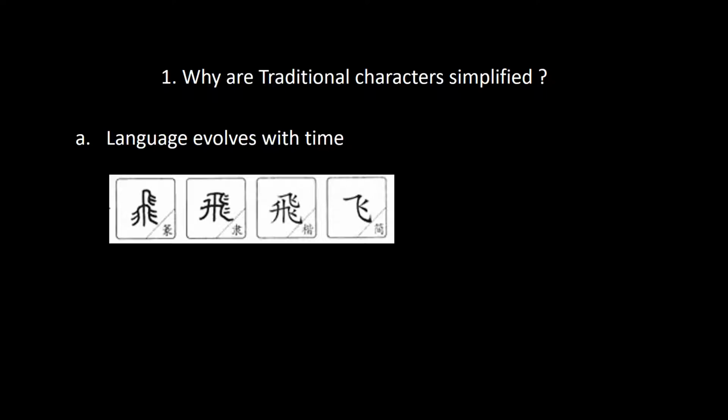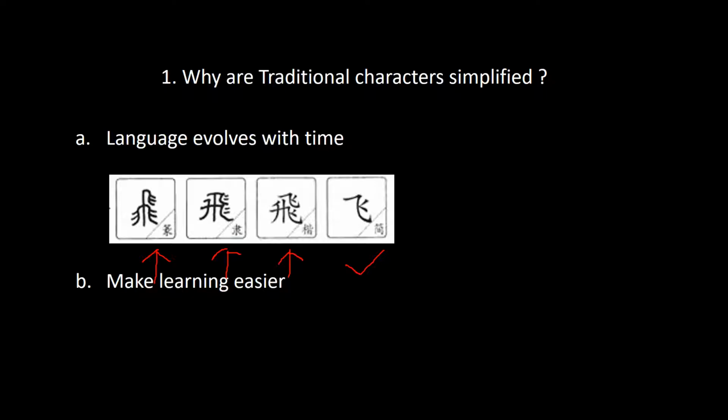So using this character, for example, this is the Chinese character fei, which means to fly. As you can see from the left hand side all the way to the right hand side, this word has undergone 4 changes. From 小篆, which is the first one, it changes form to 隶书, and then followed by 楷书, and then finally it becomes what we learn how to write today, which is 简体.